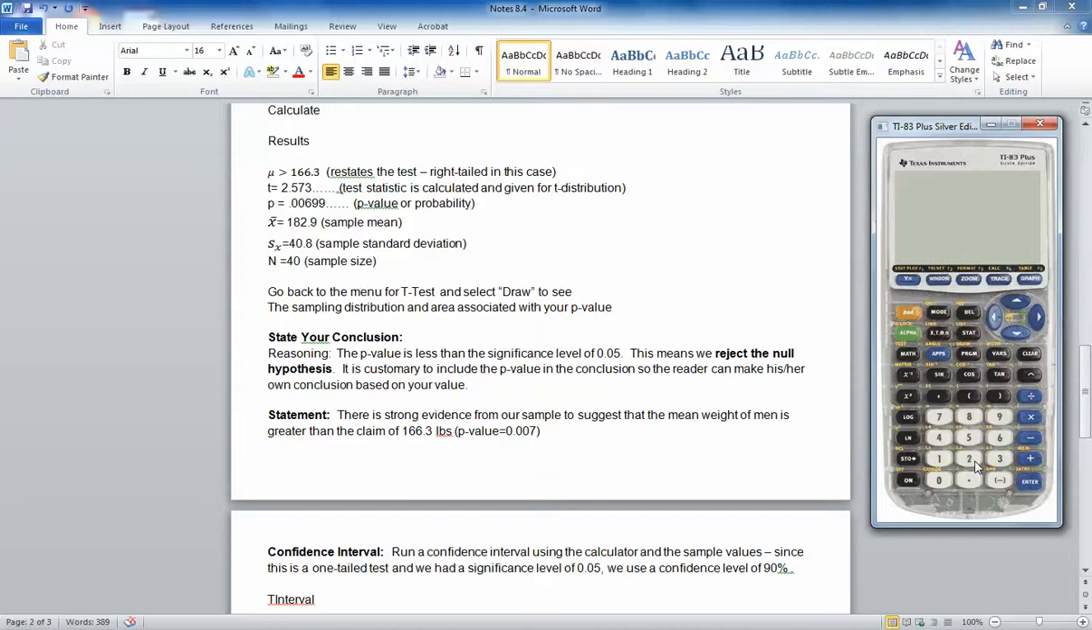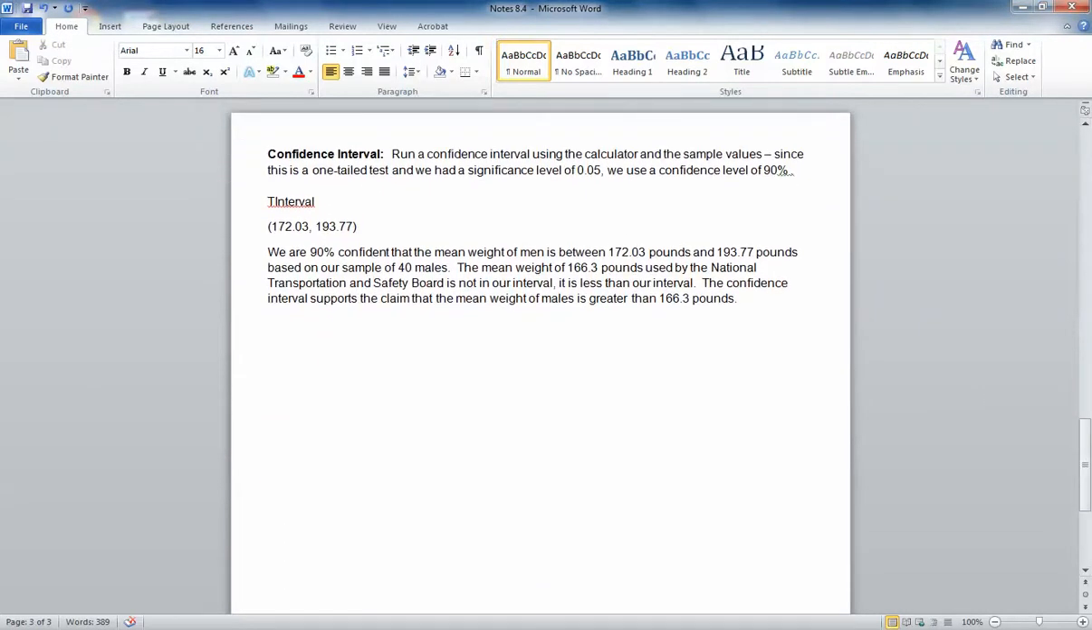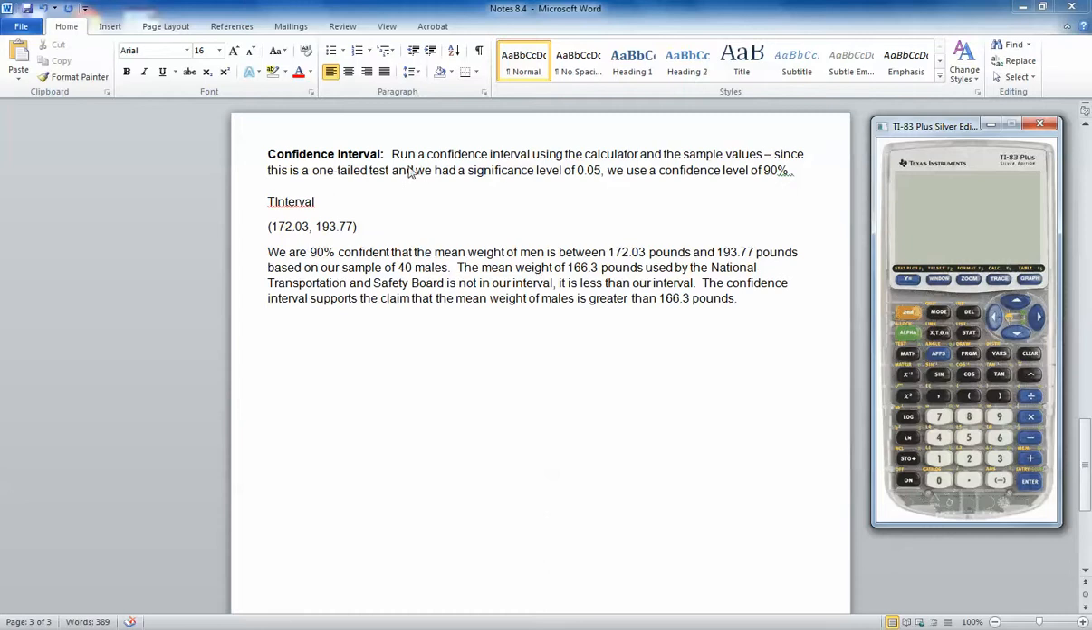All right, so let's look at the confidence interval in this case as well, since we can calculate those really quickly on a calculator. It says run a confidence interval using the calculator and the sample values. Since this is a one-tailed test and we had a significance level of 0.05, we use a confidence level of 90%. The one-tailed test is 5% on one side, but remember that a confidence interval gives you the middle. So we have to accommodate for that and have an area in the left tail of 5% for confidence of 90%. This is from section 7.3.